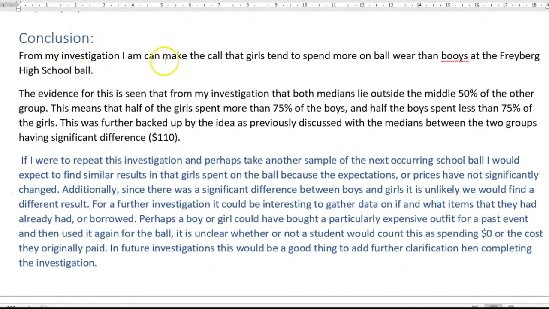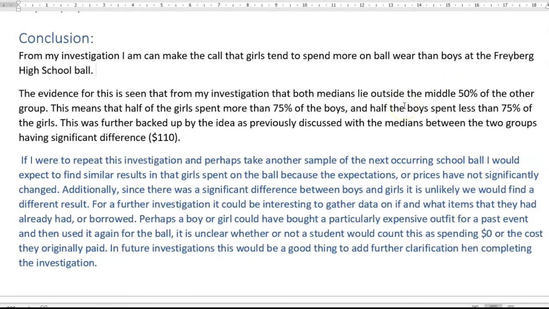So from my investigation, I can make the call. And now I just repeat my question, but as an answer, that girls tend to spend more money on ball wear than boys at a private high school ball. So it's important to include your population. If you don't include your population in your conclusion, straight away it's not achieved. So it's very important to include that.